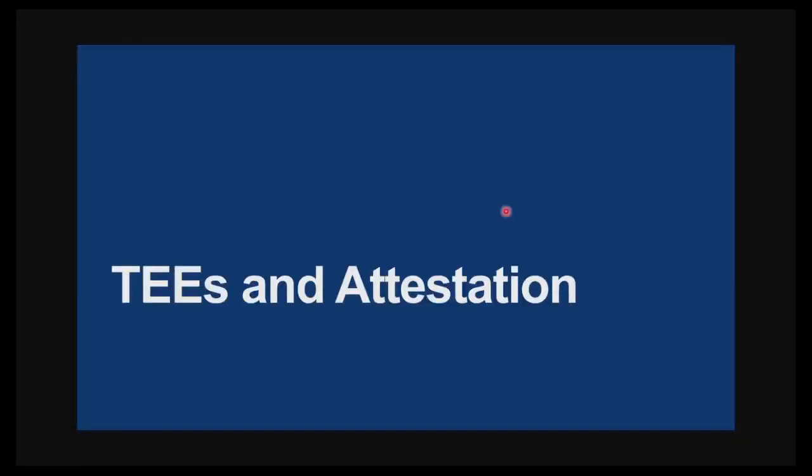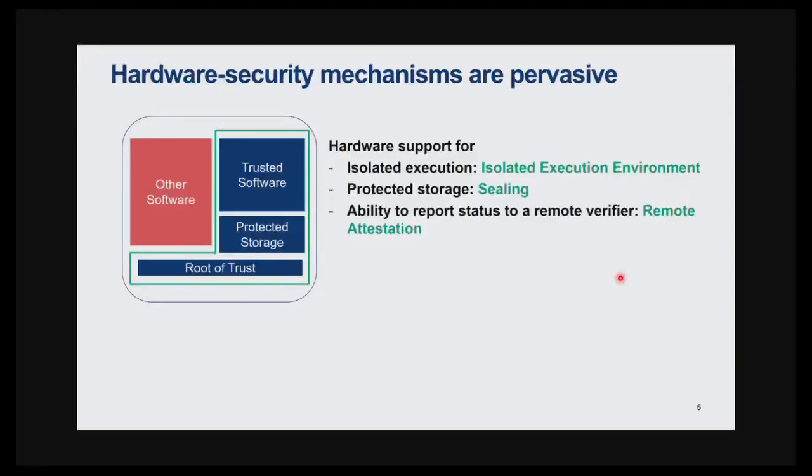So let me start with trusted execution environments and remote attestation. So what do I mean by this? Hardware security mechanisms in commodity devices have been gradually becoming more and more pervasive. What I mean by this are hardware support for three kinds of security functionality. The first one is something that I would call isolated execution environment.